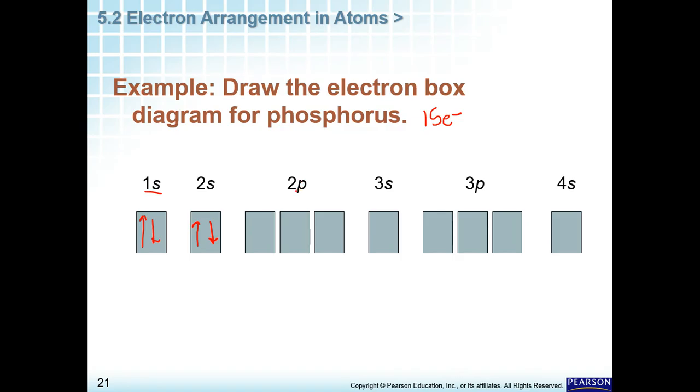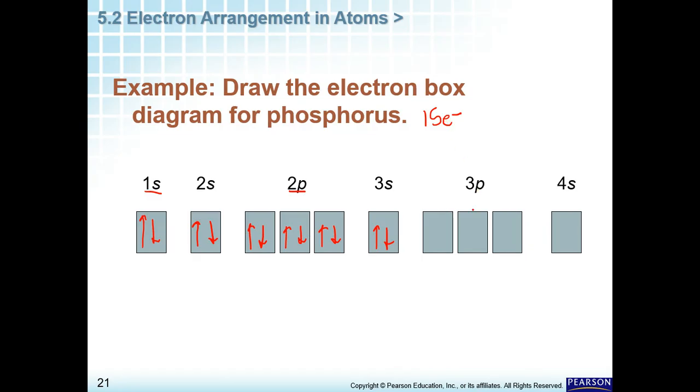Then we get to a 2p. Now this one has 3 separate boxes, so we need to pair up, and if I have enough electrons, I can pair down. I've only used 4, 5, 6, 7 electrons, and I need 15, so I have enough that I can pair down. So right now I've used 2, 4, 6, 8, 10. I have 5 more to go. This one, the 3s, is only one box, so you can pair up and pair down. That gave me 12. I have 3 left to go.